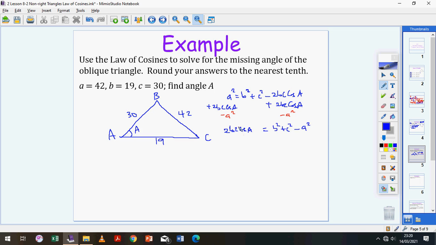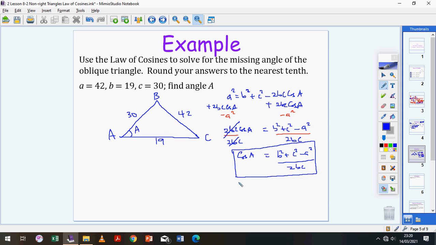If I want to solve for cosine a alone, I will divide both sides by 2bc. 2bc cancels off that side. I end up with cosine of a, and I'm going fast through this because you have seen it before. So this is how I can solve for the angle using the cosine law.